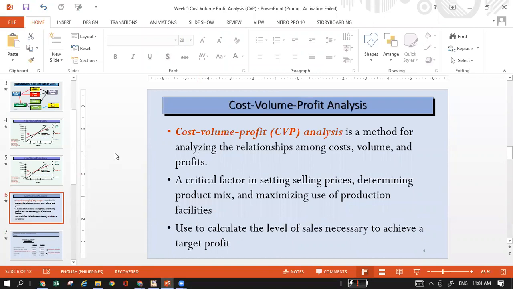So the cost volume profit analysis is a method for analyzing the relationship among cost, volume, and profits. It is a critical factor in setting a selling price, determining product mix, and maximizing use of production facilities. And last, it is used to calculate the level of sales necessary to achieve a target profit.